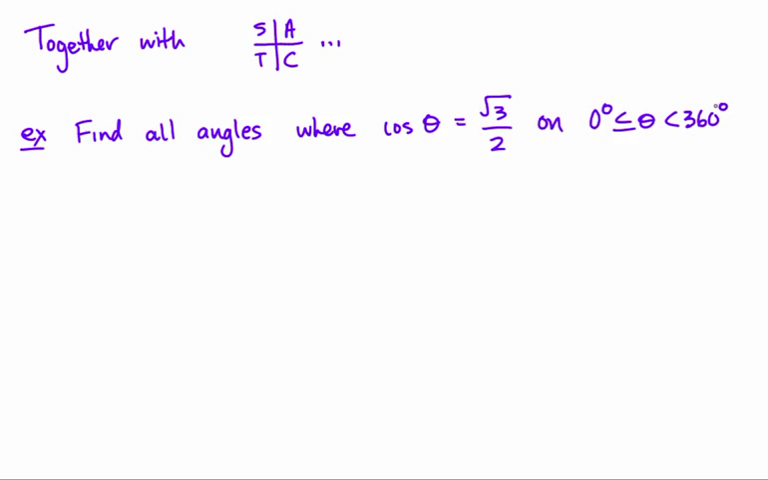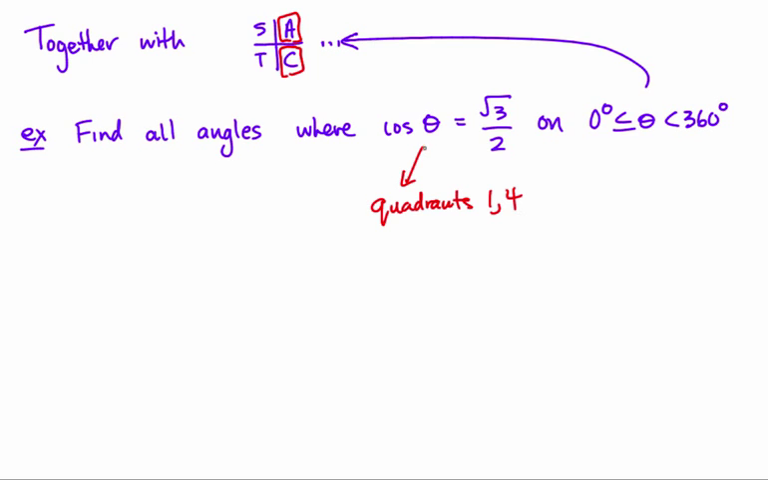So here's an example. Find all the angles where cosine theta is equal to root 3 over 2 on the interval from 0 to 360 degrees. So basically this just means on this interval. I know that this is a positive number, so I can look to see where my solutions will be taking place. So I know that I have solutions because cosine is positive in quadrant 1 and quadrant 4. There's my solutions. And I know that cosine theta equals root 3 over 2 is going to require me to use the triangle that's got a root 3 and a 2.